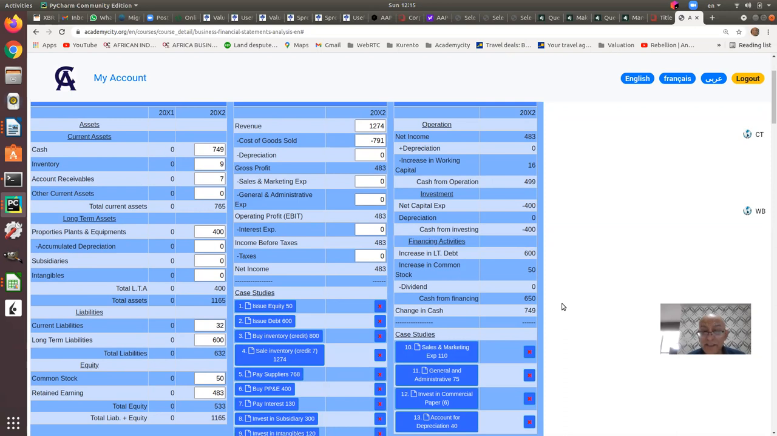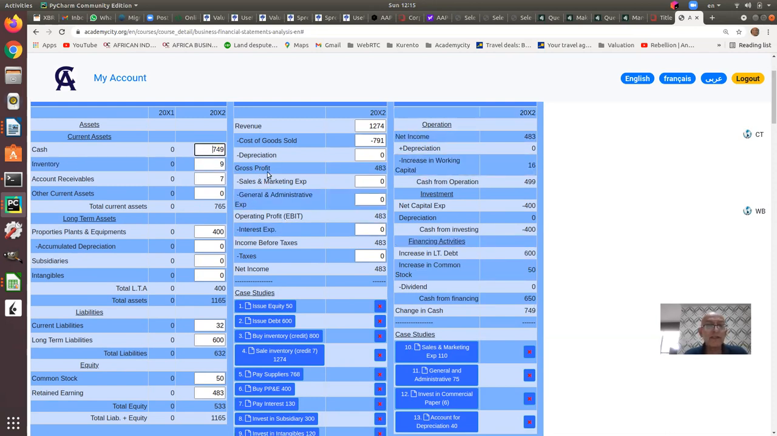Why did I have 749? Very simple. I raised 650 from the investor, and out of the net profit plus the working capital, 499, I used 400, and 99 left. The 99 plus 650 gave me the increase in the cash. Beautiful. This is giving me meaning.